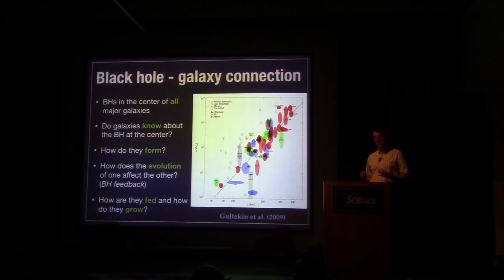So you can then ask the chicken and the egg question, right? Which grows first? Does the black hole grow first and affect the growth of the galaxy? Or does the galaxy grow first and affect the growth of the black hole? And there now seems to be evidence for a process called black hole feedback, where accretion onto black holes affects the galaxy in terms of being able to turn on or turn off star formation. And we can actually see that when we look at observations of galaxies with big black holes.